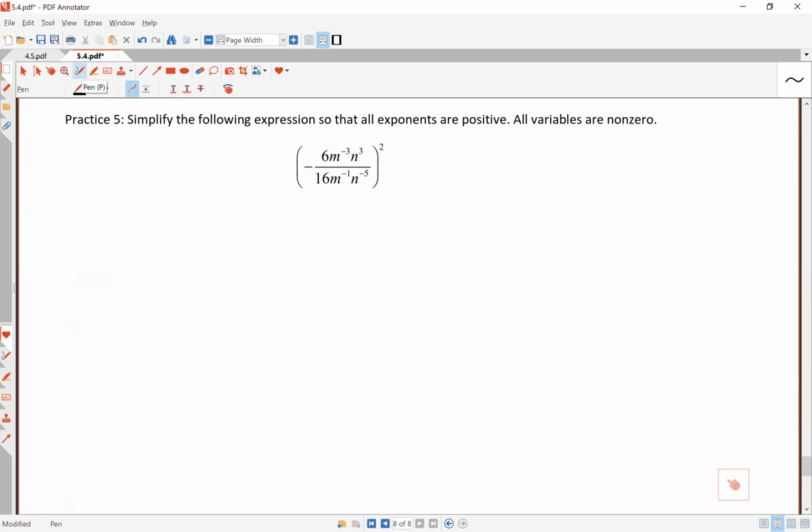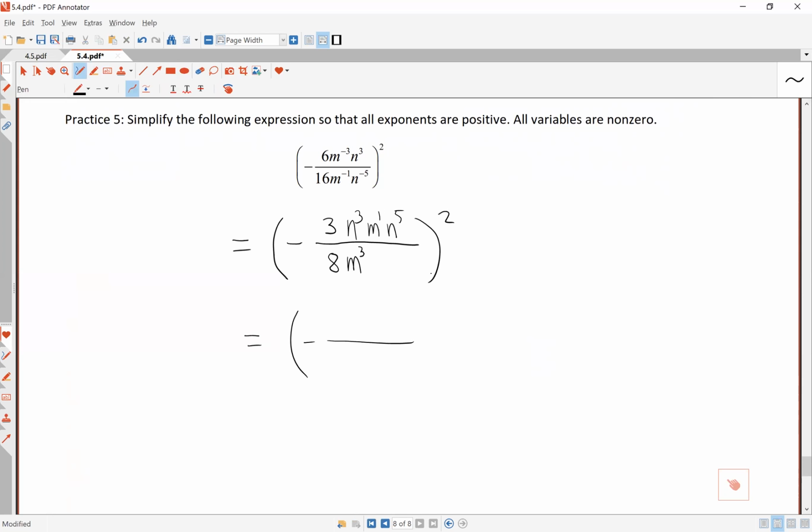Now that you've had a chance to work this out, I'll work this out for you. I like to simplify inside my fraction first before squaring everything. 2 goes into 6 3 times, and 2 goes into 16 8. My negative exponents, they move top to bottom, bottom to top. M to the negative 3 goes down to the bottom as an m cubed. N cubed stays up top, and m to the negative 1 goes up top as m to the first, and n to the negative 5 goes to the top as n to the fifth.